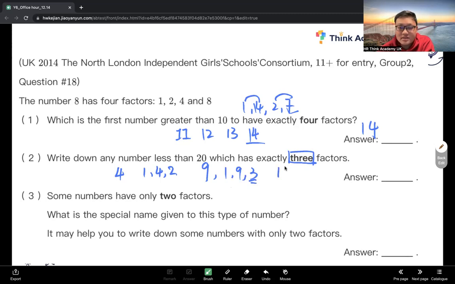How about the next one, 16? Will that work? For 16, do you have 3 factors? 1, 16, 2, 8, and 4. But this one is not exactly 3 factors, it's 5 factors. So for this question, you have only 4 and 9.